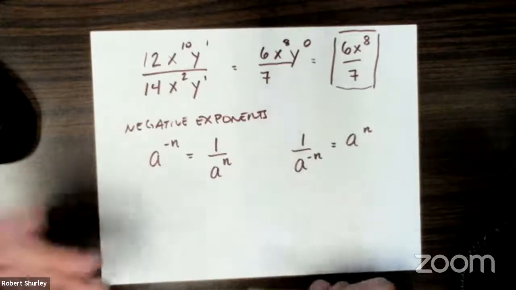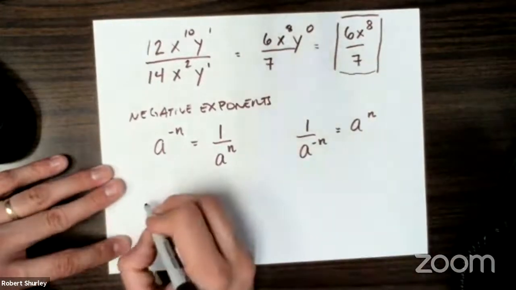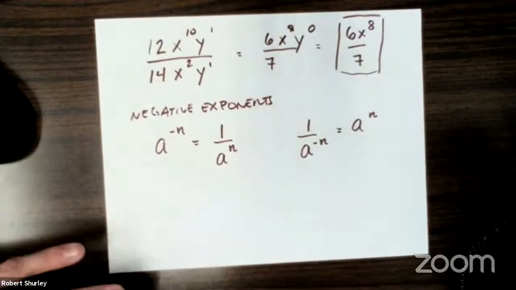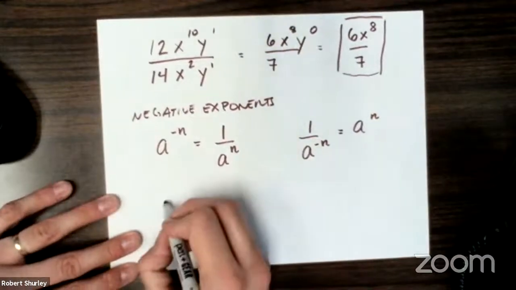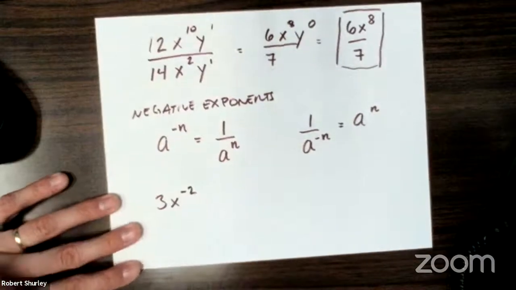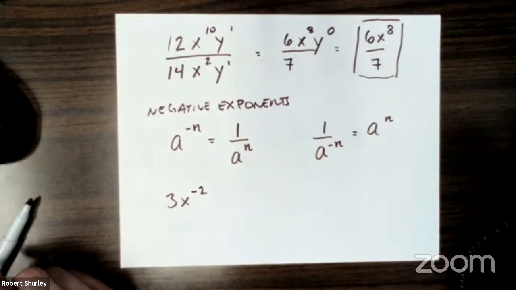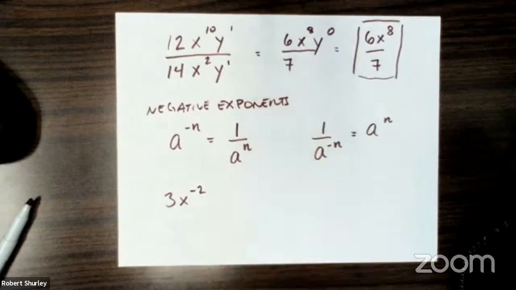So let's look at a few basic examples. This is more about what if we wind up with it at the end of our answer. What if we got to the last step and our answer looked like this: 3x to the negative 2. This is not simplified because we have a negative exponent.